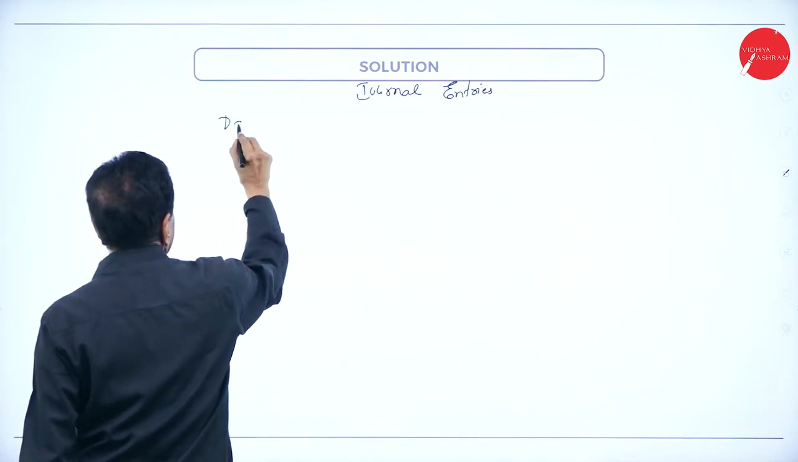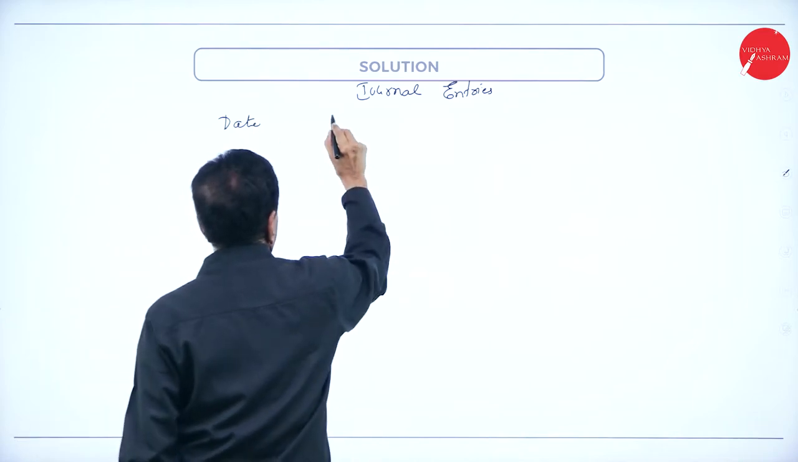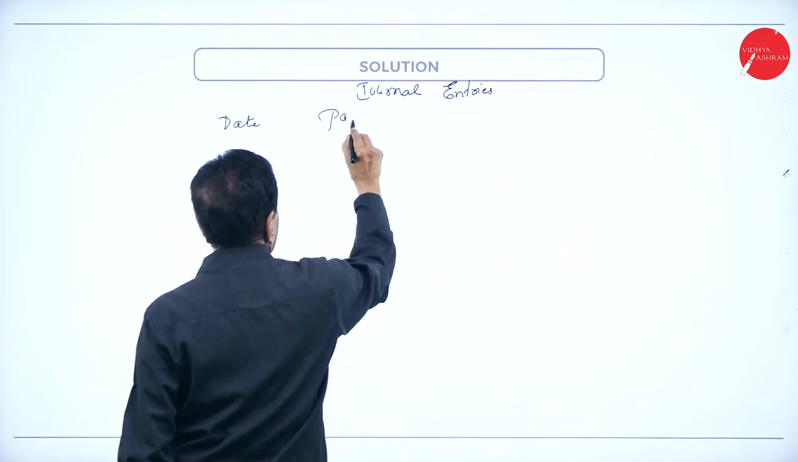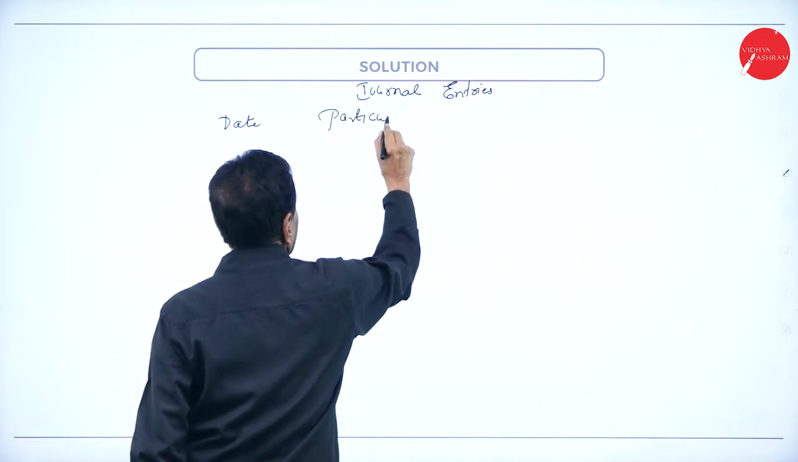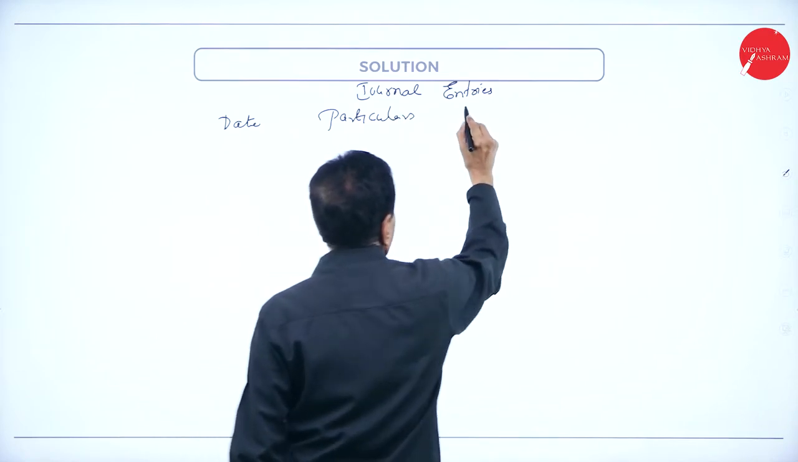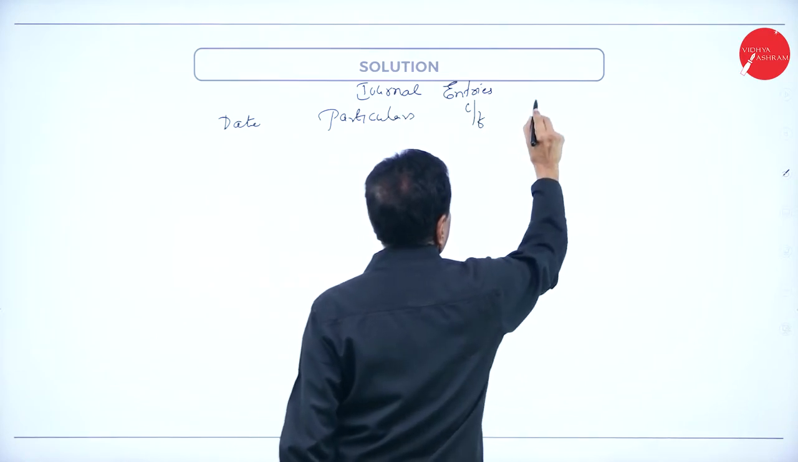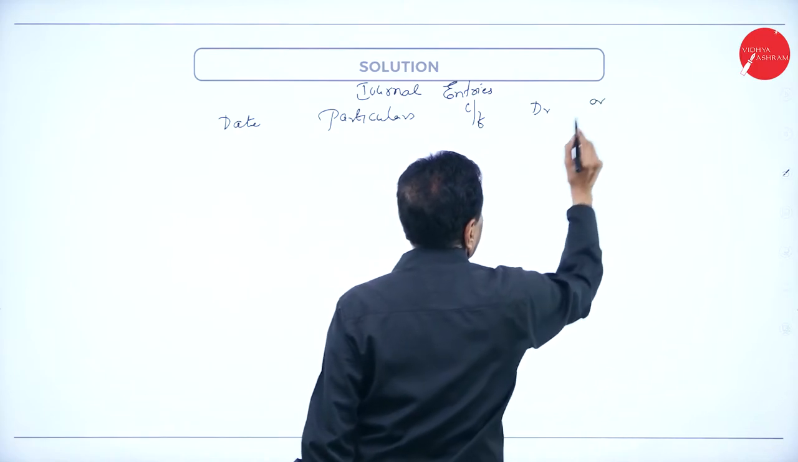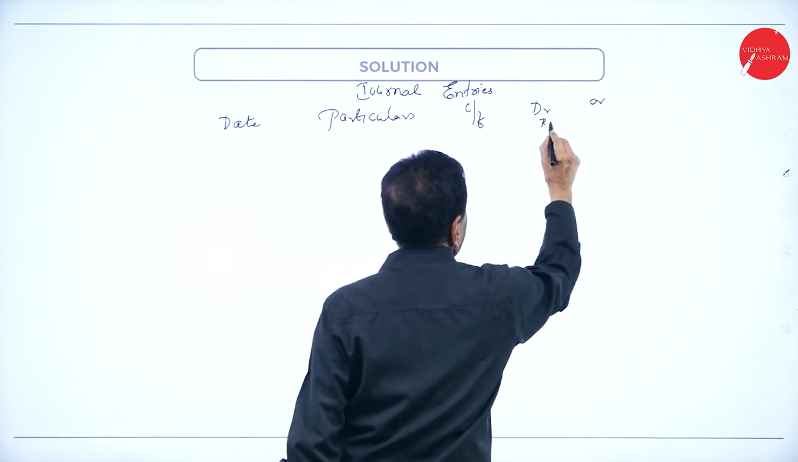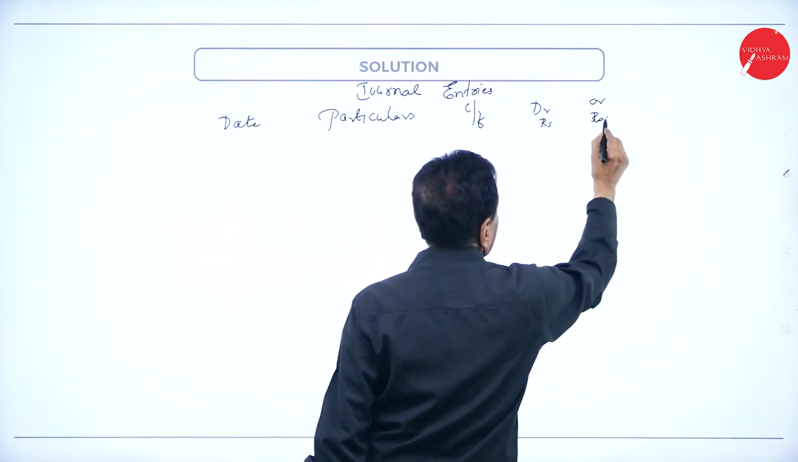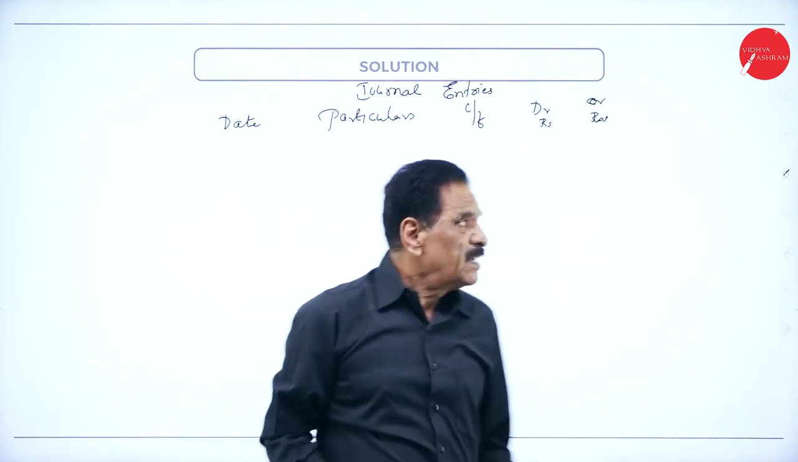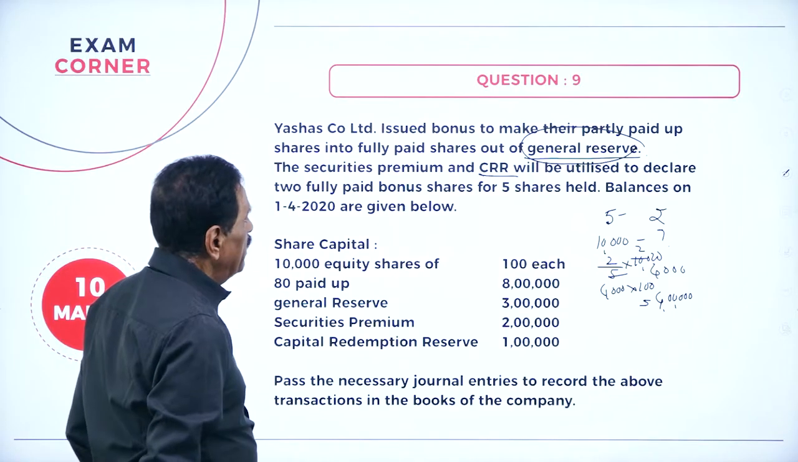Date, particulars, ledger folio, debit, credit, followed by rupees. He declared, what is the first entry?